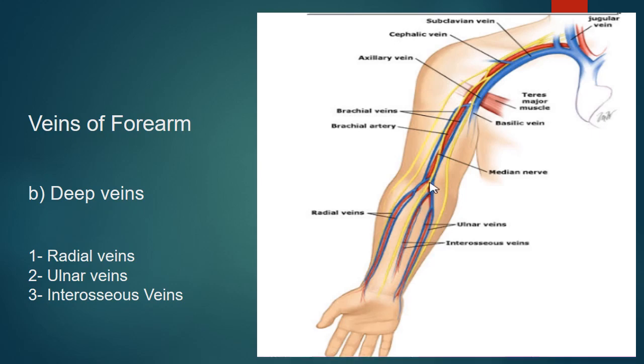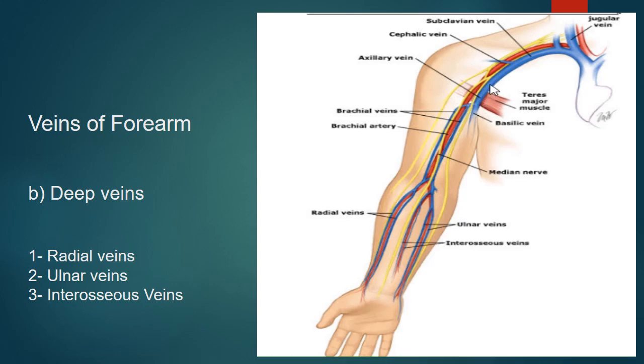These deep veins then unite to form the brachial vein in the lower part of the cubital fossa. These brachial veins ascend and join the basilic vein at the lower border of teres major muscle. These are the brachial veins and this one is the basilic vein. They unite together at the lower border of teres major muscle and become the axillary vein.